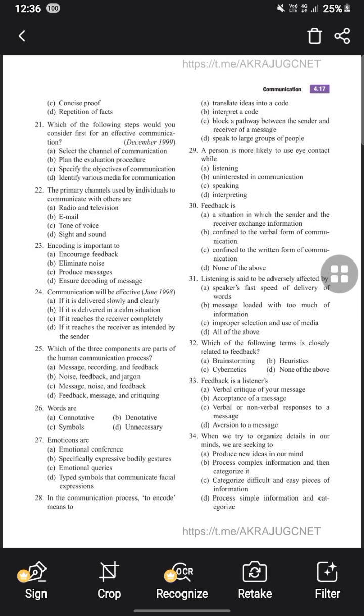That is the feedback. Okay, when we try to organize detail in our mind, the message will be processed: process the complex information and then categorize it.